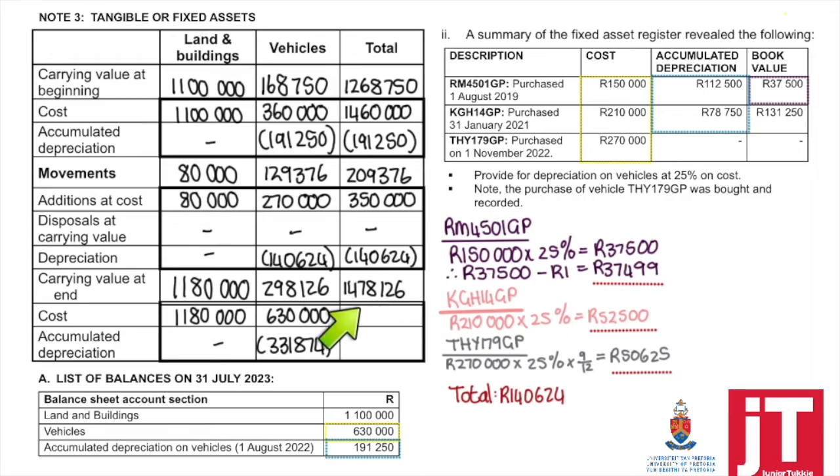You can check in to see if you've done this process correctly. If you add those two together, it should give you exactly the same figure. The cost at the end minus the accumulate should equal the carrying value at the end. If it does, it's correct. If it doesn't, somewhere you've made a mistake.